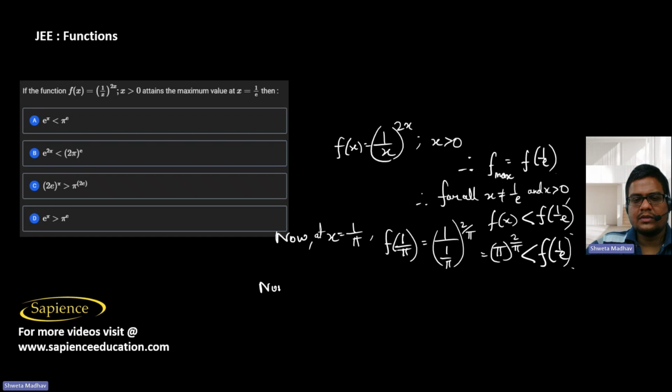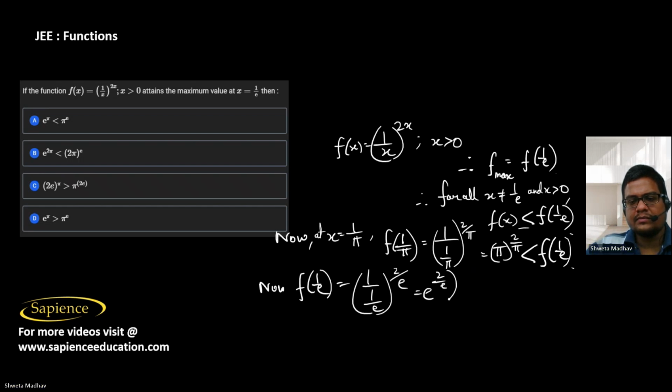So now f of 1 by e, which is the maximum value of the function, will be equal to 1 by 1 by e power 2 by e. So this is e power 2 by e. So therefore we can say that pi power 2 by pi will obviously be less than e power 2 by e.